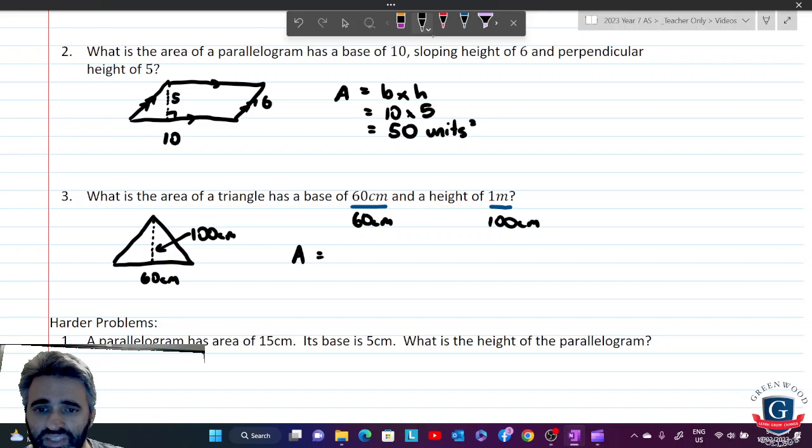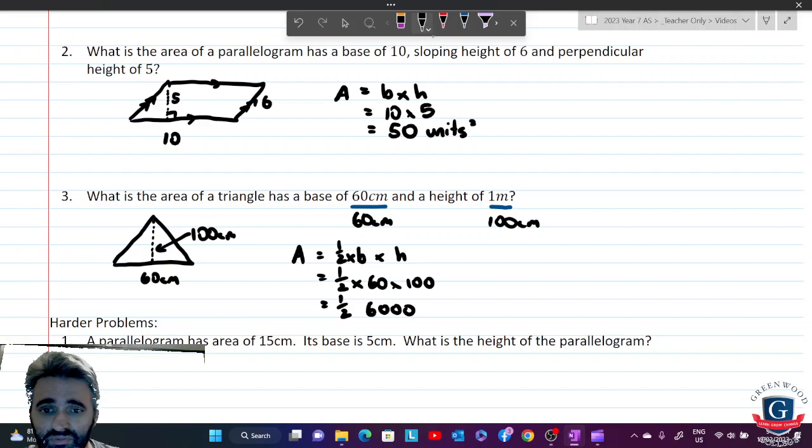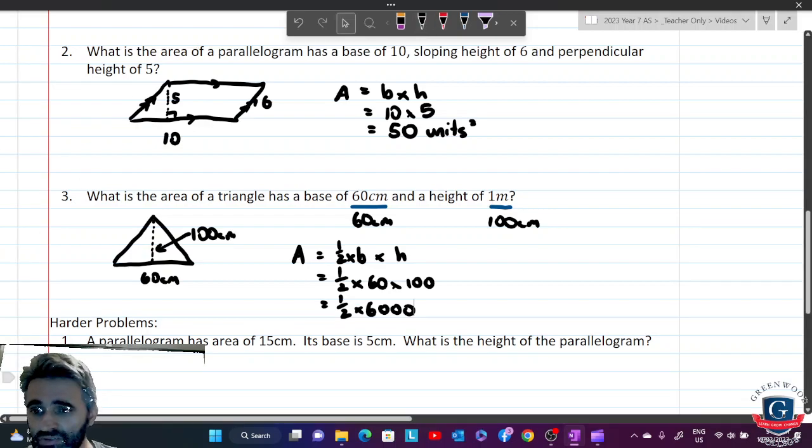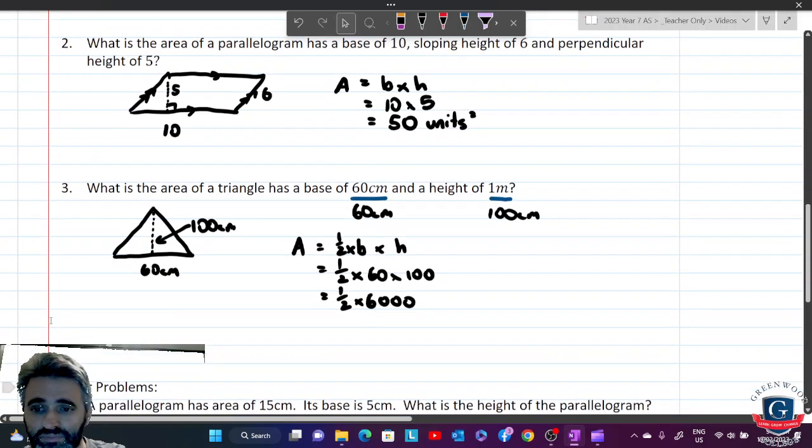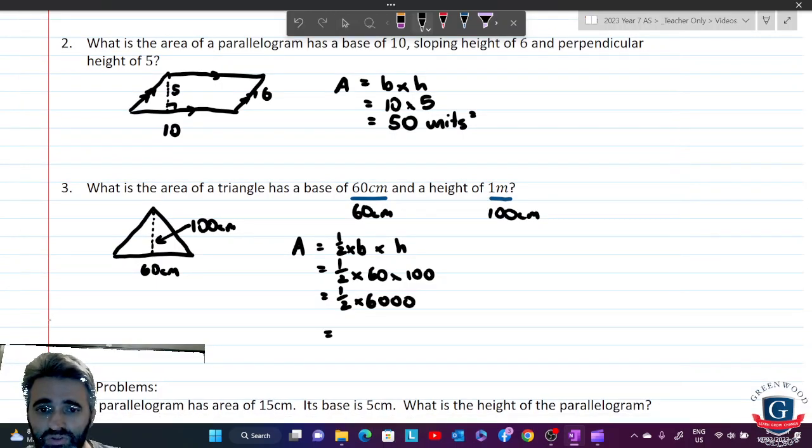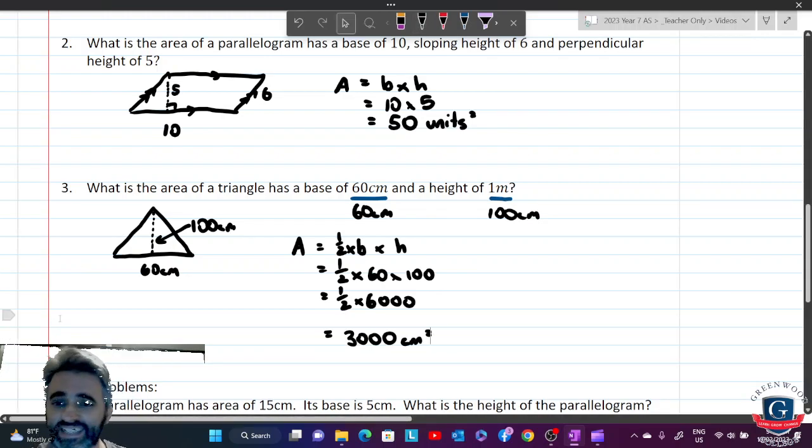So area equals half base times height. Half times 60 times 100. So that's half of 6,000. Need some more space. That equals 3,000 centimeters squared. There we go. And that's the area of our triangle.